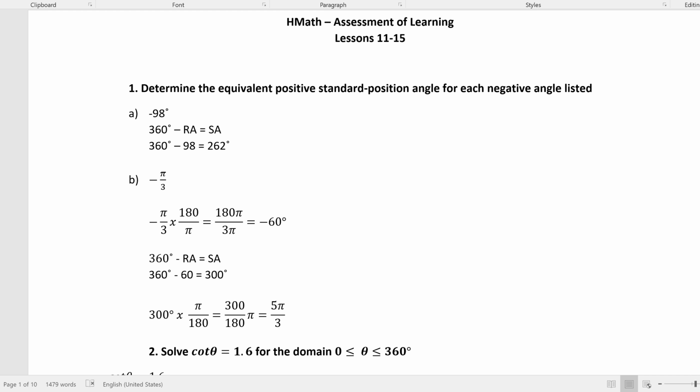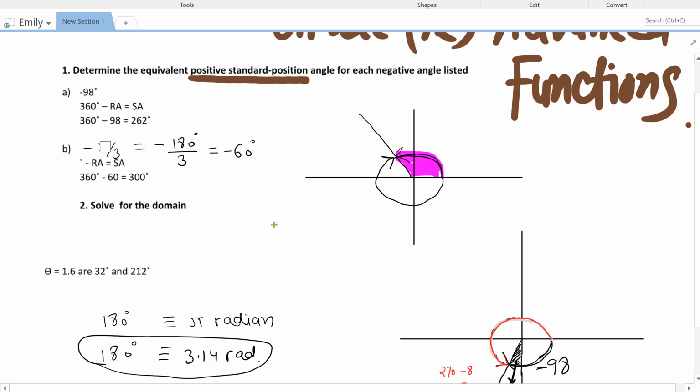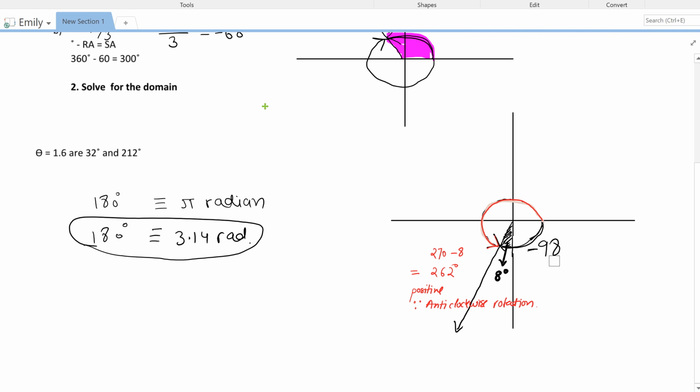Okay. And now in order to convert it to degrees, it's more obvious if you just replace pi with 180 degrees. The negative sign is gonna stay there, and pi radians are equivalent to 180 degrees. So you replace it with that divided by whatever number you had, and you get your answer, which is negative 60.